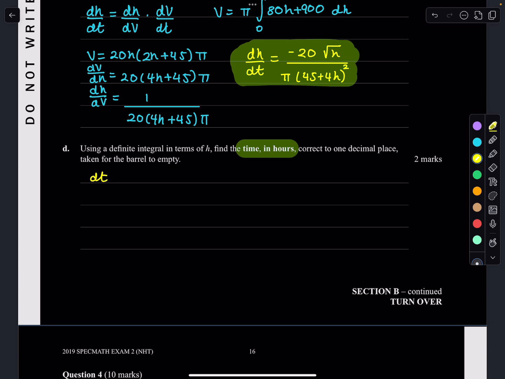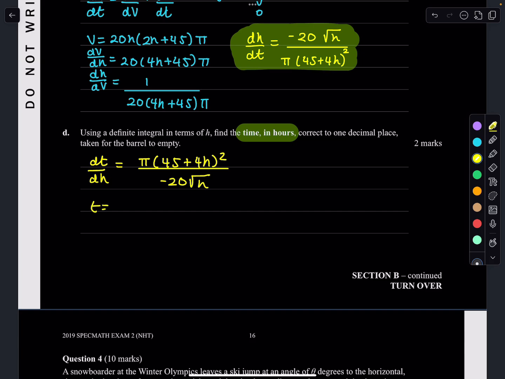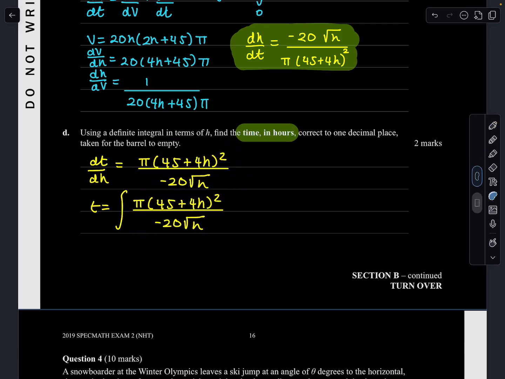So dt/dh, because we got it in terms of h, because we're going to write a definite integral, which is basically the reciprocal of this here. 4h squared equals negative 20 root h. So if I integrate this expression over here, I'll get the time. So if I just duplicate this and put this right over here, in terms of height, yeah. So, but where am I going? Well, we're saying use a definite integral in terms of h, correct to 1 decimal, taken for the barrel to empty.